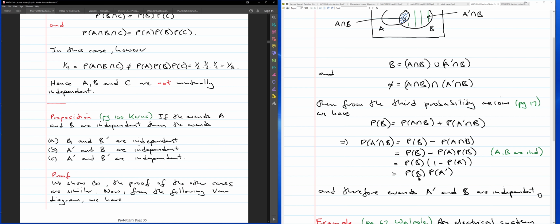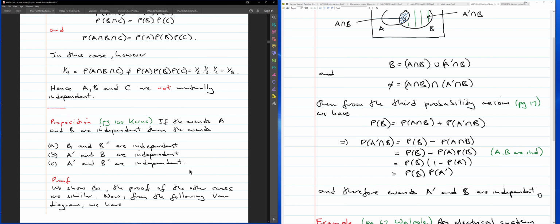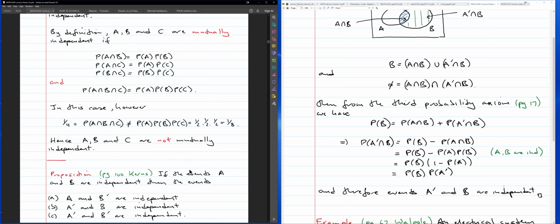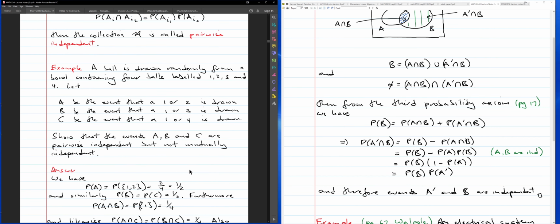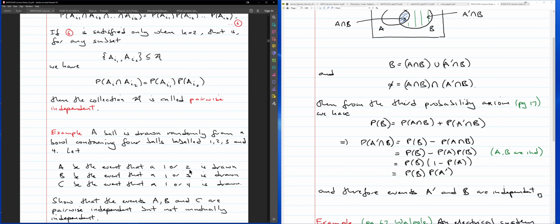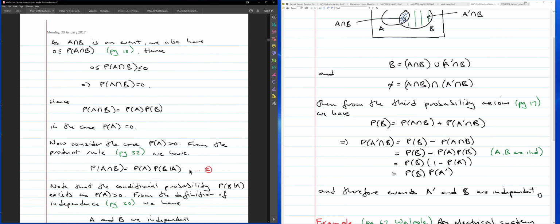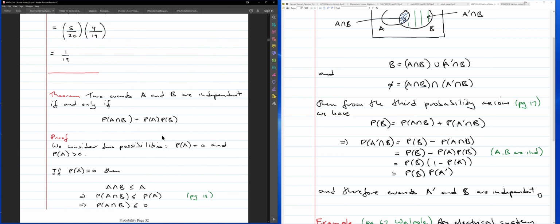And that in fact shows that A complement and B are independent, because I'm using this statement over here to show that they're independent. If I have events A complement and B, and they satisfy that probability of A complement intersect B is equal to probability of A complement times probability of B, then that means that they're independent.